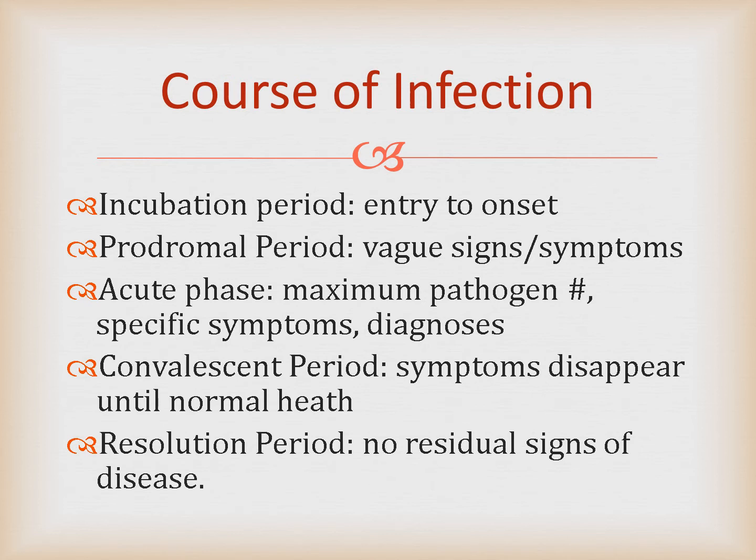The convalescent period extends from the time of acute symptoms disappearing until the person returns to their normal state of health. This can range from a few days to months. The convalescent period is always much longer than the person anticipates. And finally, the resolution period. This is the total elimination of a pathogen from the body without any residual signs or symptoms of the disease.